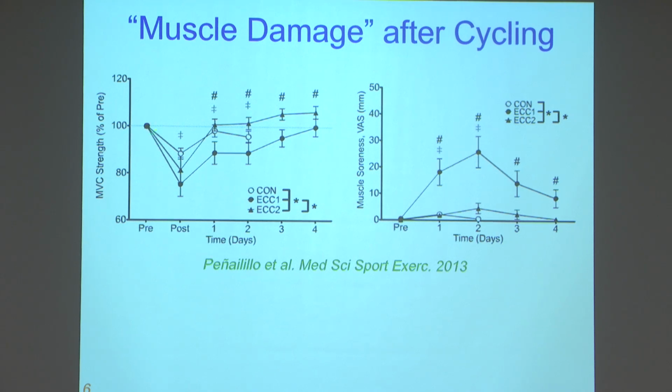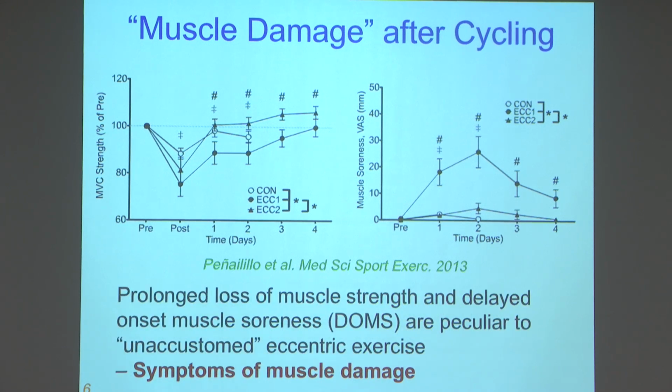For example, after concentric exercise, strength decreases a little bit, but is back to normal by 1 day. But after eccentric cycling, strength decreases a little bit more immediately after exercise, and takes about 3 days to get back to normal. Also, muscle soreness develops only after eccentric cycling. However, if we repeat the same eccentric exercise 2 weeks later, strength recovers much faster, and no muscle soreness occurs. So prolonged loss of muscle strength and related muscle soreness are peculiar to unaccustomed eccentric exercise, in this case eccentric cycling, and are considered to be symptoms of muscle damage.